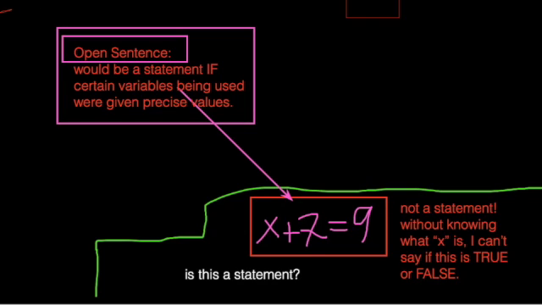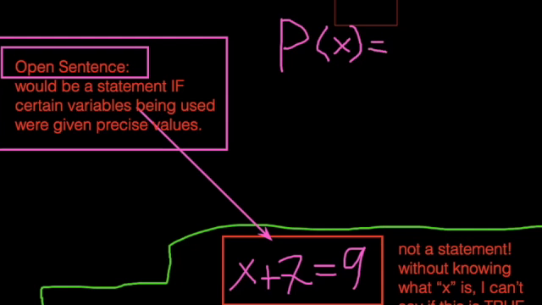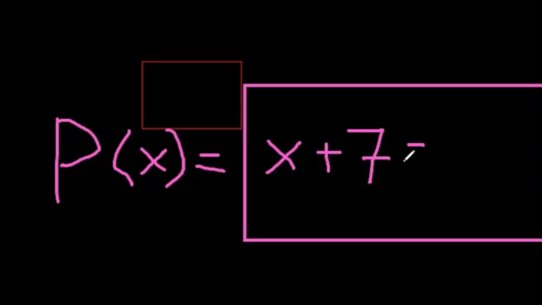We use a notation here that's going to be familiar to you. It looks like a function. Instead of f for function, we usually write P, which is for proposition. But we could say P of x is equal to, and then it would be this entire expression, x plus 7 equals 9.